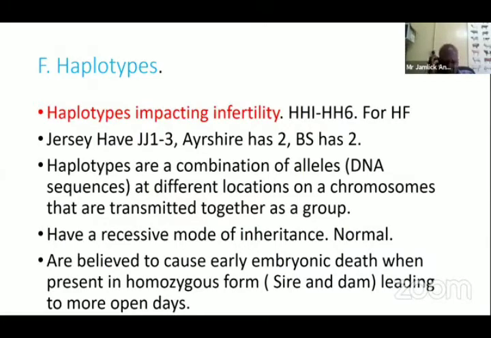And the haplotypes are basically a combination of alleles found in the DNA sequence at different locations on a chromosome, and they are normally transmitted together as a group. They normally have a recessive mode of inheritance. Therefore, if you have an individual which has got one of the haplotypes, you need the partner. If this is a bull which carries a haplotype, the cow which will be served must also have a similar one for them to be able to combine to have an effect.